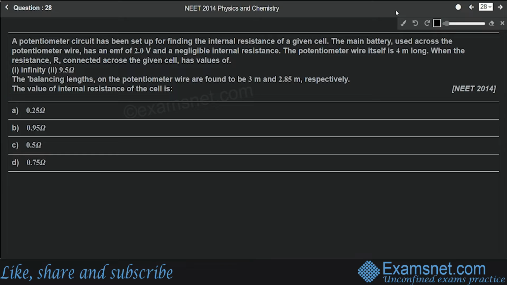Question number 28 is also from the chapter Current Electricity, and the question is: a potentiometer circuit has been set up for finding the internal resistance of a given cell. The main battery used across the potentiometer wire has an EMF of 2 volt and a negligible internal resistance. The potentiometer wire itself is 4 meter long. When the resistance R connected across the given cell has values of first infinity and second 9.5 ohm, the balancing lengths on the potentiometer wire are found to be 3 meter and 2.85 meter respectively. That means L1 is 3 meter and L2 is 2.85 meter. The value of internal resistance of the cell is, okay.